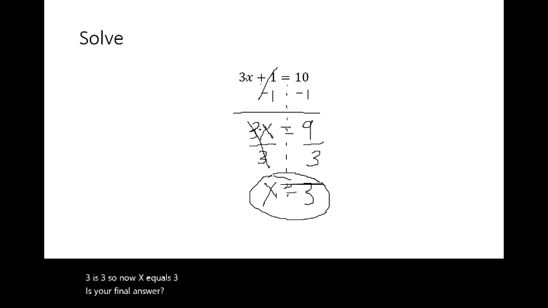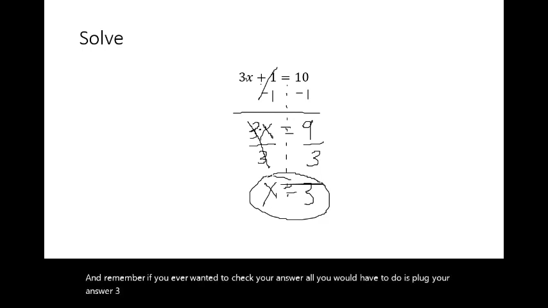And remember, if you ever wanted to check your answer, all you would have to do is plug your answer 3 into the original equation in place of your x, follow order of operations to simplify it, and see if you get the same number on each side of the equal sign.